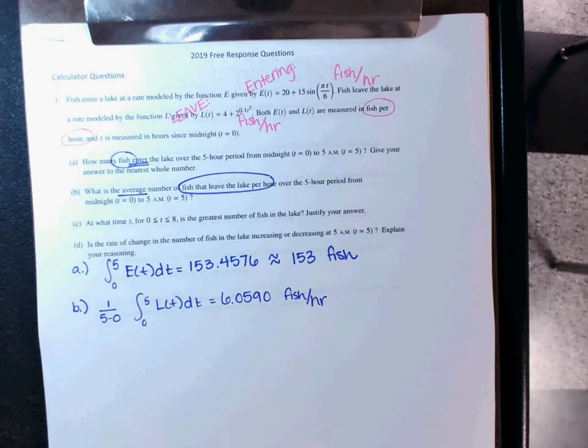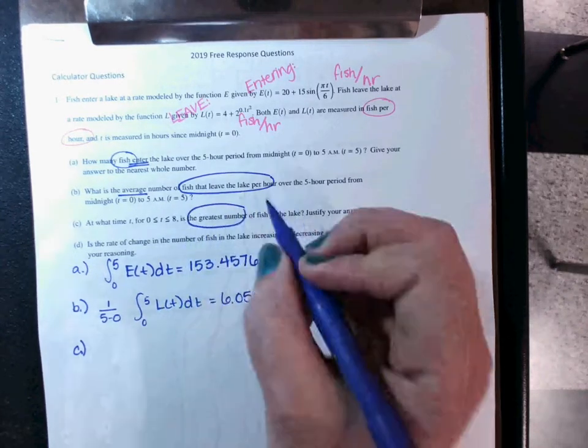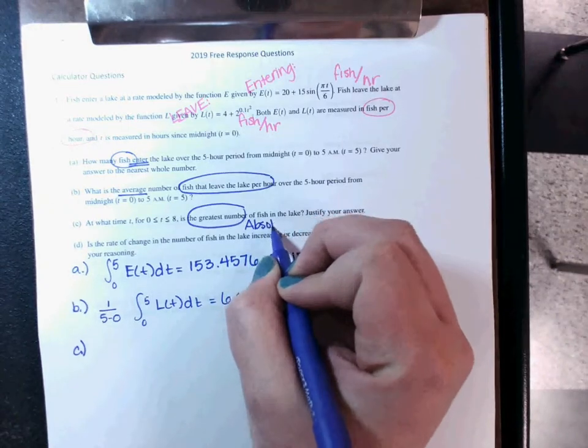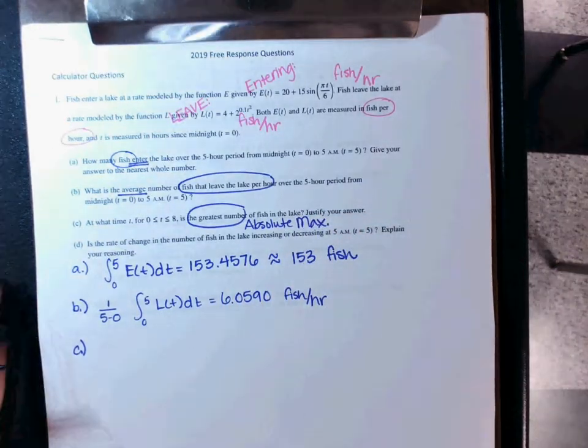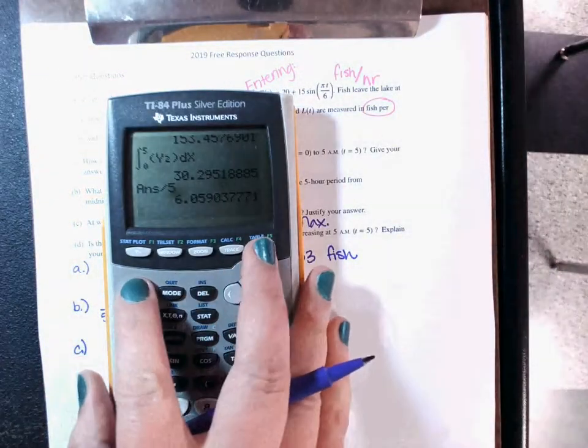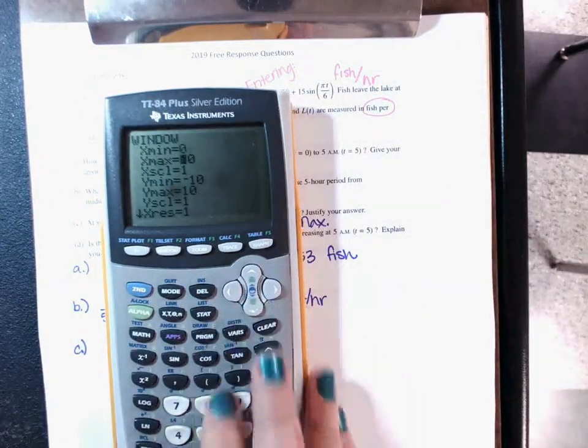Okay, part C. At what time for 0 less than t less than 8 is the greatest number of fish in the lake? Okay, greatest number, that means that I want to know an absolute maximum number of fish. So in my calculator, I'm going to look at my window first. I'm going to make it from 0 to 8.